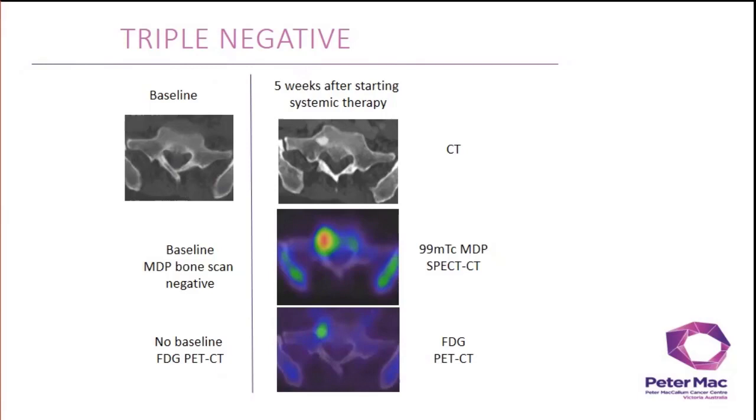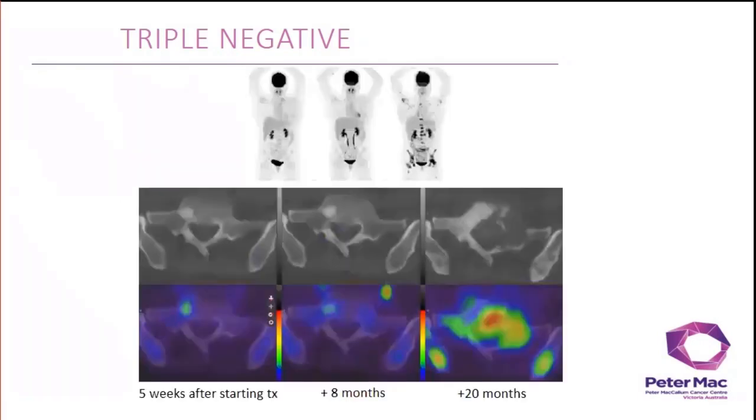So was the CT interpretation correct? Was this progression at this point? We said no. We said the CT finding of new sclerosis was consistent with a healing response. We said the bone scan finding could be attributed to a flare. So again, were we correct?